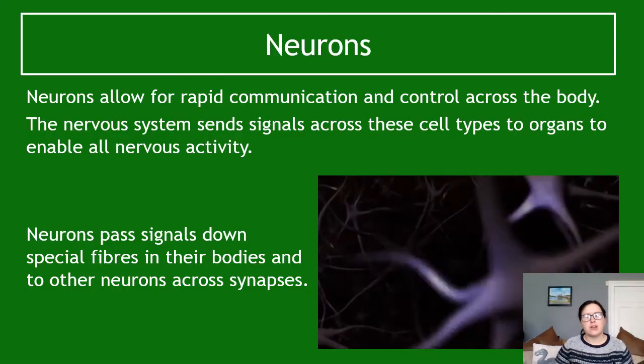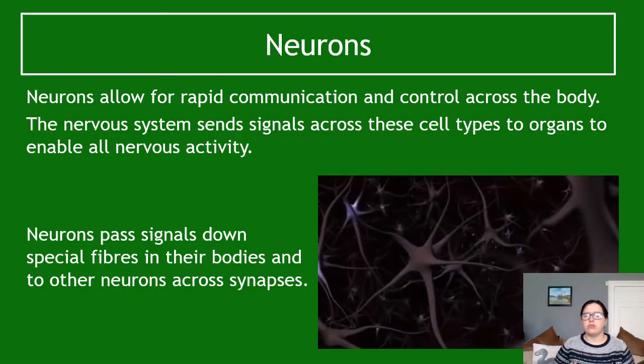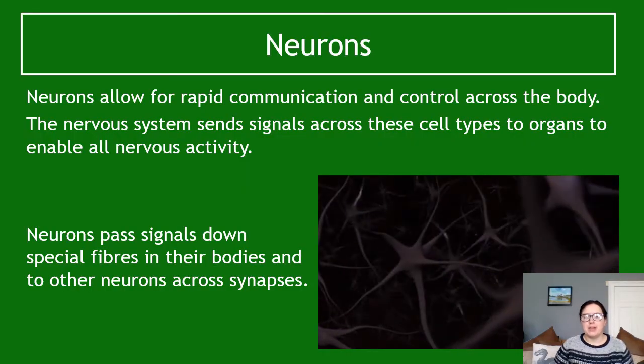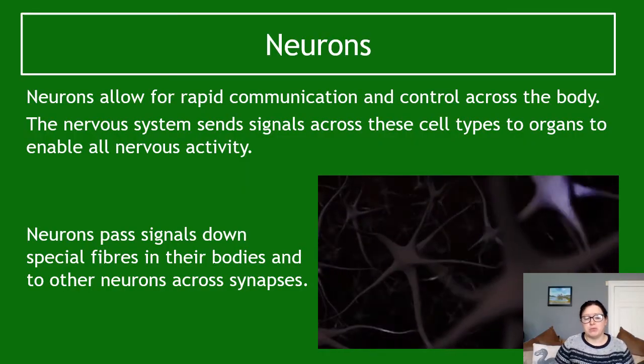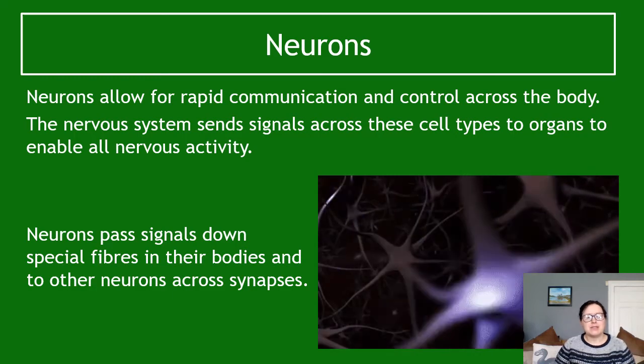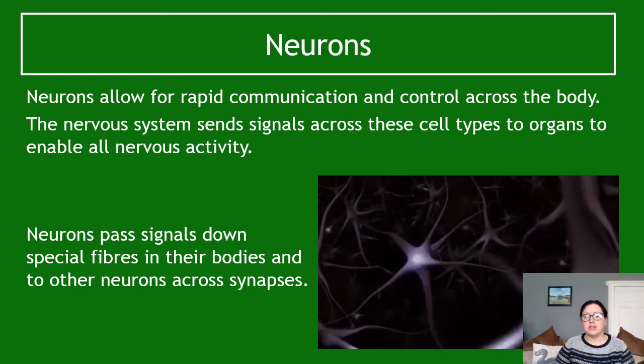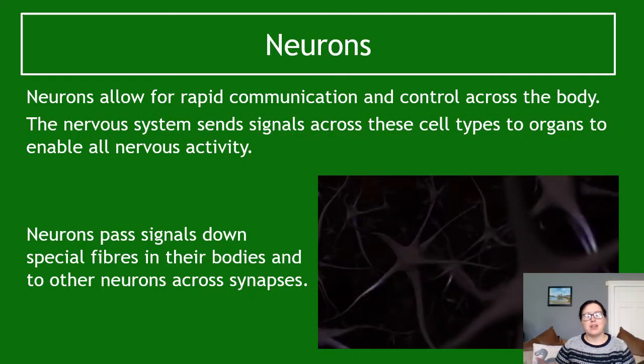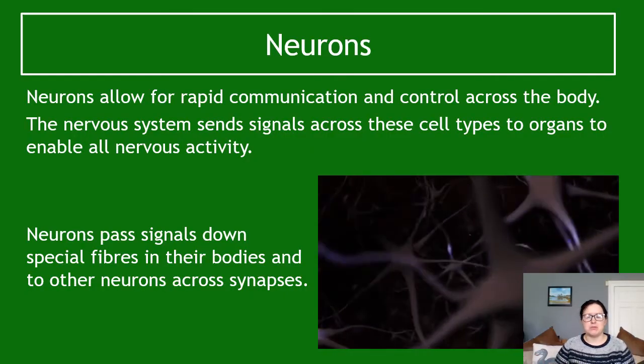So conscious and unconscious movement, things like your digestive system. You can't think really hard and make that move, but it's still operational, it's still kind of movement. Neurons pass signals down special fibers in their bodies to other neurons across their synapses. So we're going to be looking at the special fibers for a little bit as well.